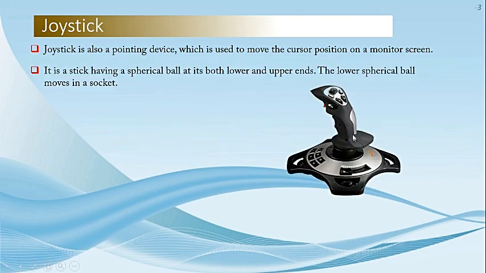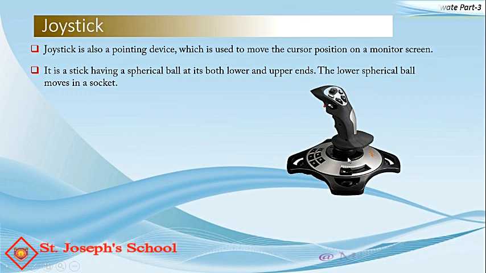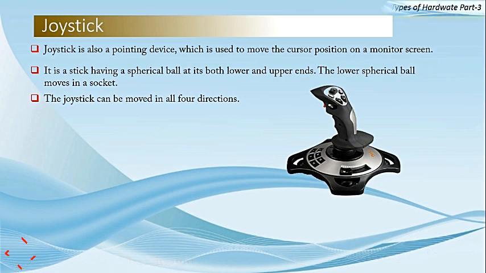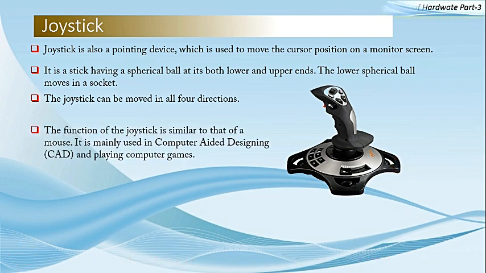It is a stick having a spherical ball on both its lower and upper end, and the lower spherical ball moves in a socket, through which we can move the cursor. A joystick can be moved in all four directions only, that is left, right, top and bottom.